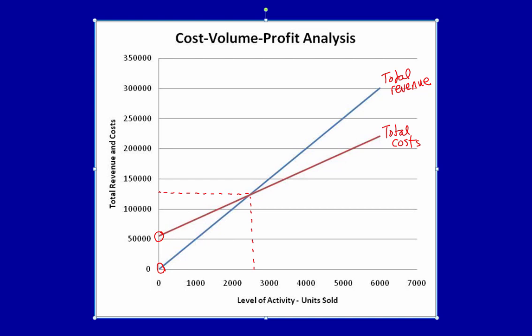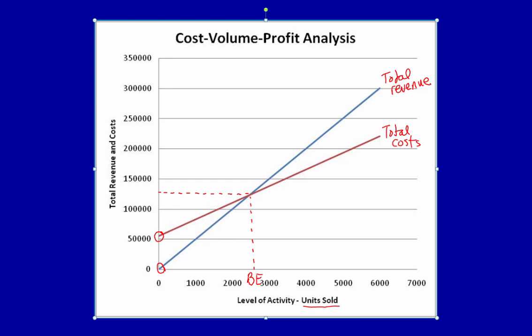This is called the break-even point. It appears that the break-even point is somewhere between 2,000 and 3,000. Notice the break-even point on the x-axis is number of units. The break-even point at the level of activity is equal to the number of units that need to be sold in order to earn a 0 operating income.